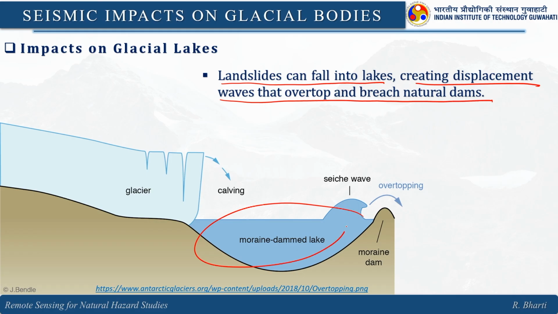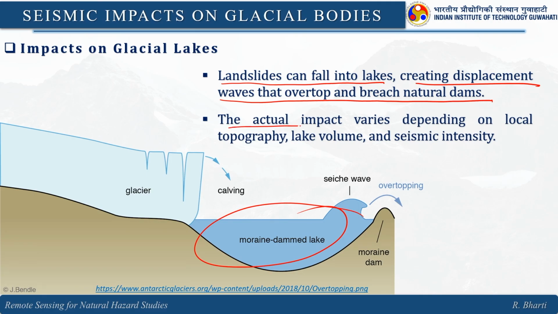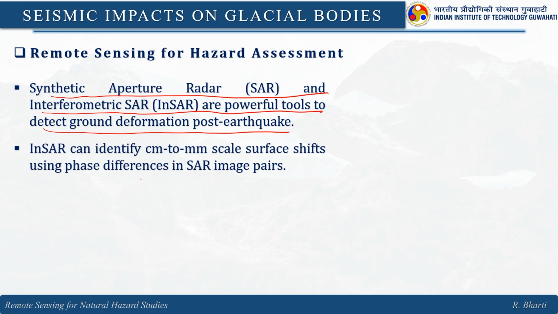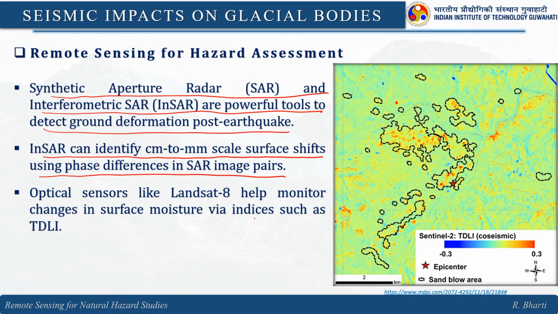So, these are the natural glacial lakes. The actual impact varies depending on local topography, lake volume and the seismic intensity. So, role of remote sensing for hazard assessment. Particularly synthetic aperture radar and interferometric SAR are powerful tools to detect ground deformation post earthquake. In such situations, InSAR can identify centimeter to millimeter scale surface shifts using phase differences in SAR image pairs, because we are talking about InSAR, interferometric SAR.